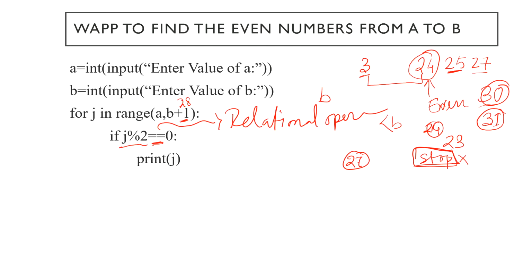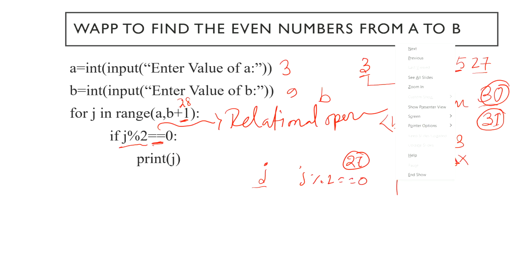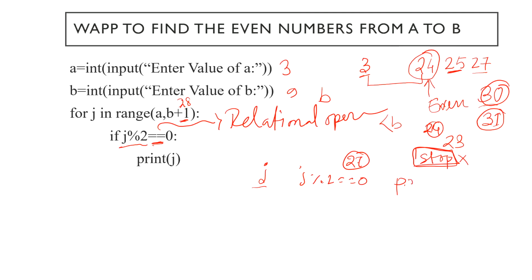Just for example, let's consider the value of A is 3 and the value of B is, say, 9. So first, the range function, what will be the value of j? Here we will take j, and here we will take j mod 2 is equals to 0. Then say print j. Okay, so first the value will be 3, then it will be 4, then 5, 6, 7, 8, till 9 it will go.